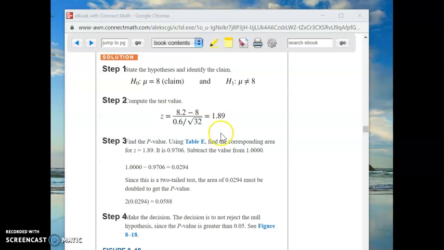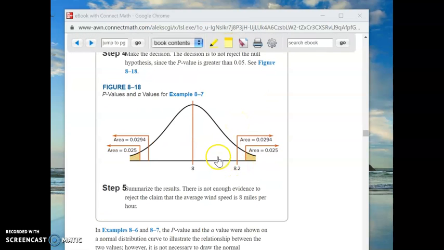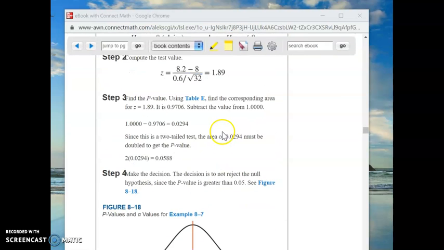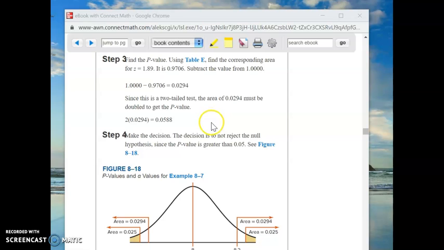I can easily calculate the z value. He didn't write down the formula here, but you can calculate the test value. I come up with 1.89. So now that I have the 1.89, I want to calculate what the area is under the curve. So remember, area under the curve on a z table is to the left. So for 1.89, the amount of area to the left is 0.9706.